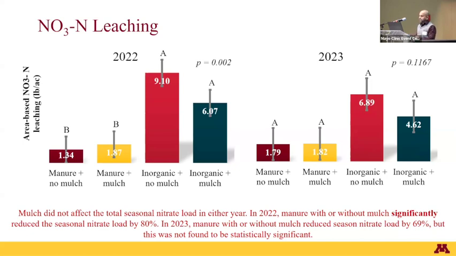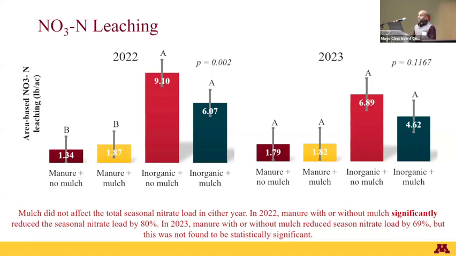If we look at the total seasonal nitrate load data from the 2023 growing season, we can see that there was no significant effect of treatments on total seasonal nitrate load. However, a pattern similar to 2022 was observed, where the manure treatment seems to have decreased the total seasonal nitrate load by 70% as compared to inorganic fertilizer treatments.